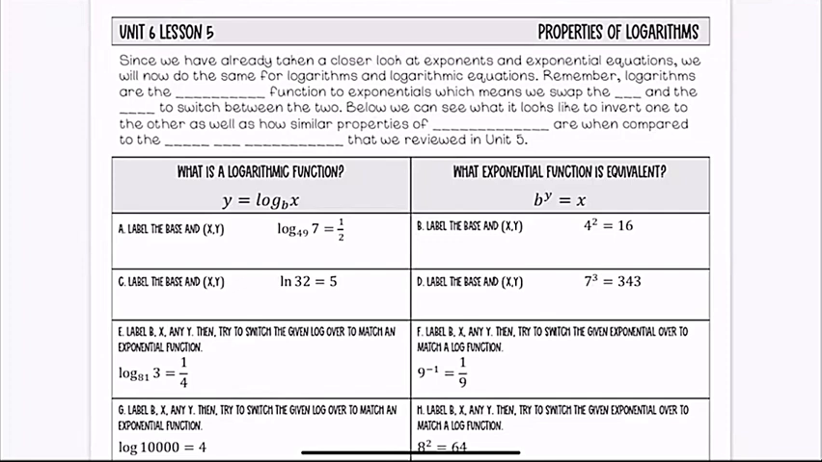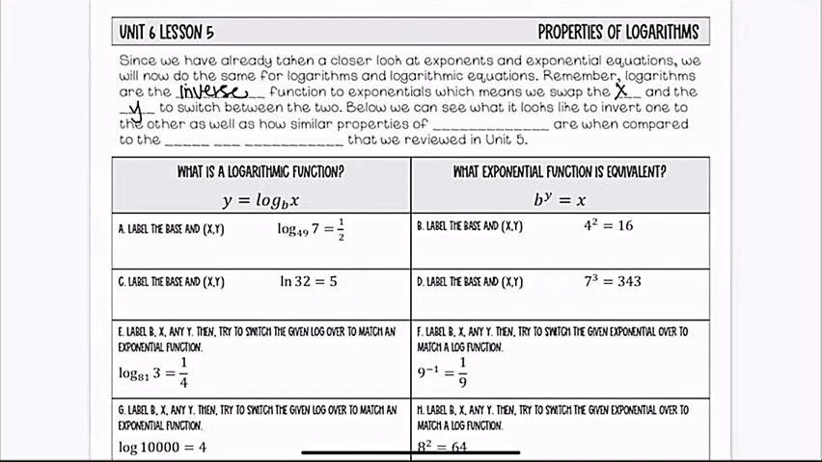Up at the top here, it's similar to what I just said, I'm just going to read it to you. It says, since we've already taken a closer look at exponentials and exponential equations, we will now do the same for logs and logarithmic equations. Remember, logarithms are the inverse function to exponentials. And for something to be the inverse, you just swap the x and the y.